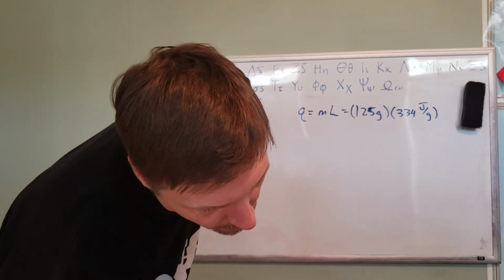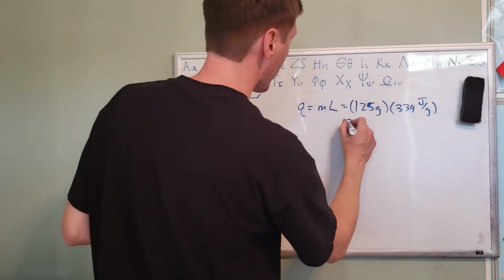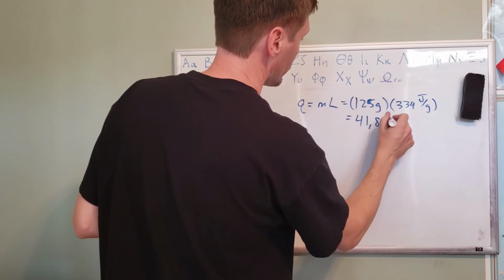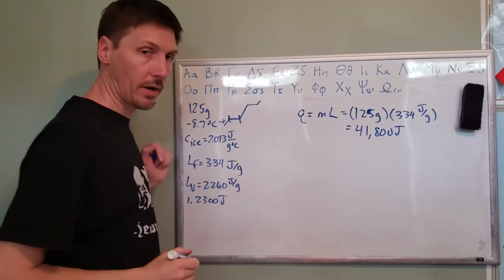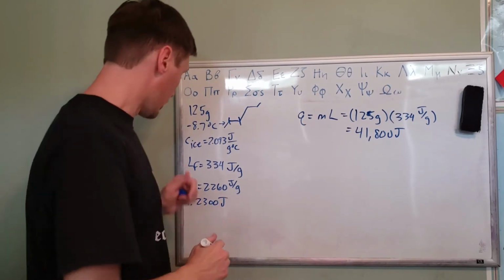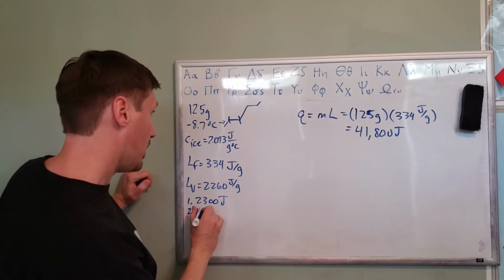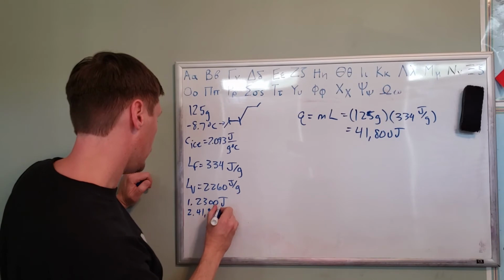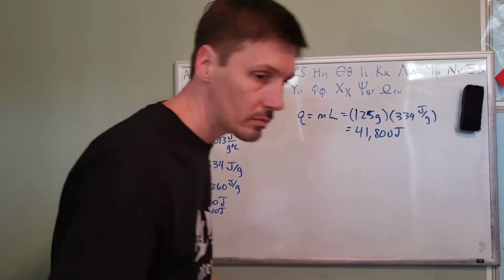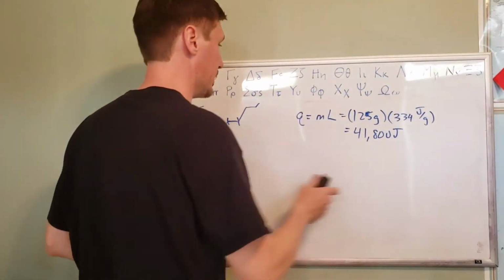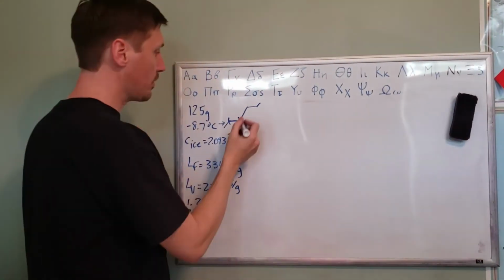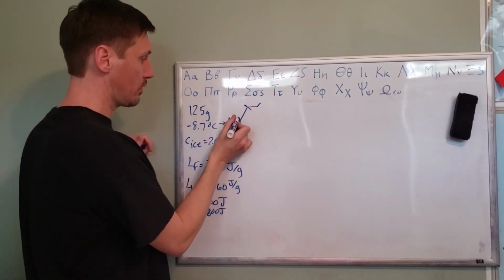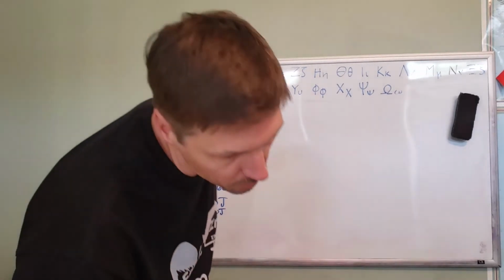All right, so if we do the math on that, that turns out to be 41,800 joules. That was the heat for this portion of the graph right there, right? So let's make a note of that. 41,800 joules. All right. Keep going. That was that value during that portion of the curve. Now we've got to figure out this portion of the curve, from here to here. So what's that going to be?